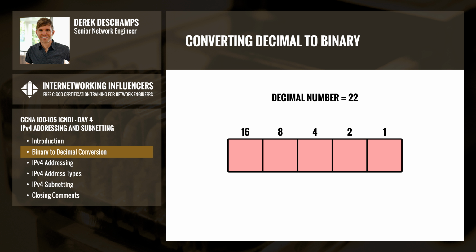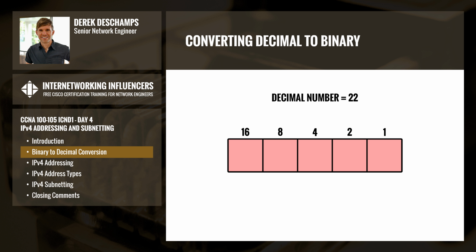To convert decimal to binary, we work through a similar process, only in reverse. So for example, if we wanted to convert the decimal number 22 to binary, we would begin by writing out our position values. To do this, we start with a position value of 1 on the right, and then for each position, simply double the value of the previous position.